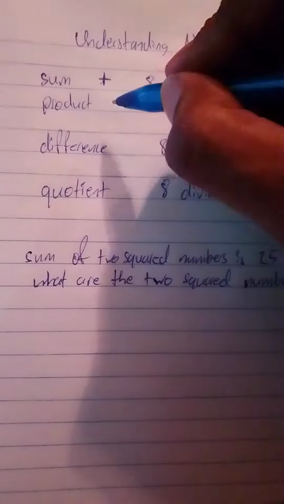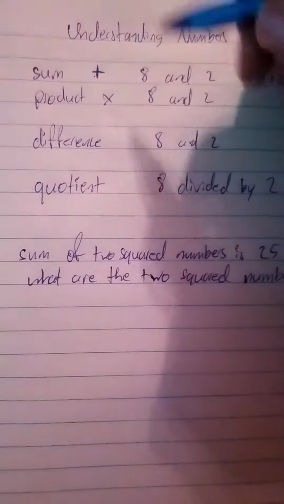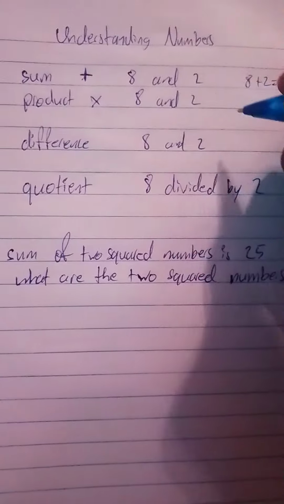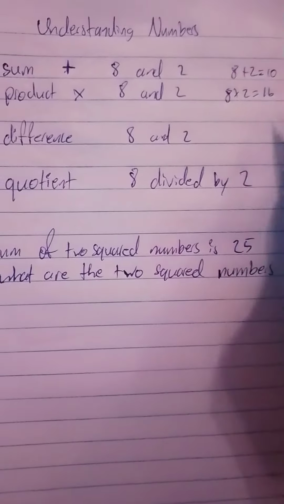When you look at product, you have to think multiply, right? So the product of 8 and 2, 8 times 2, is 16.